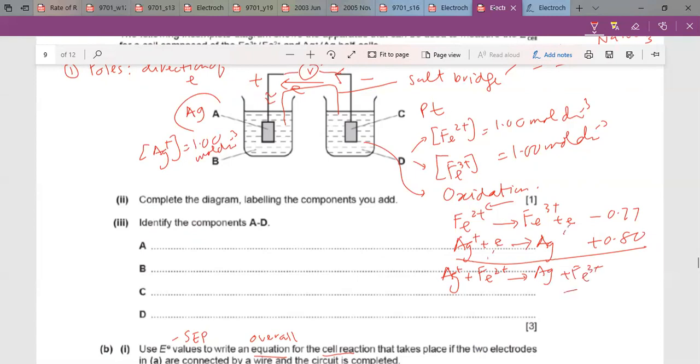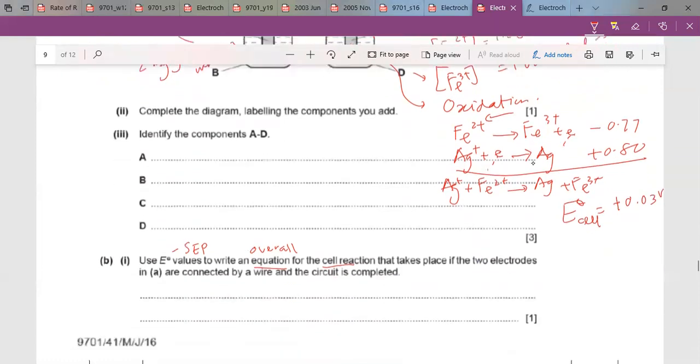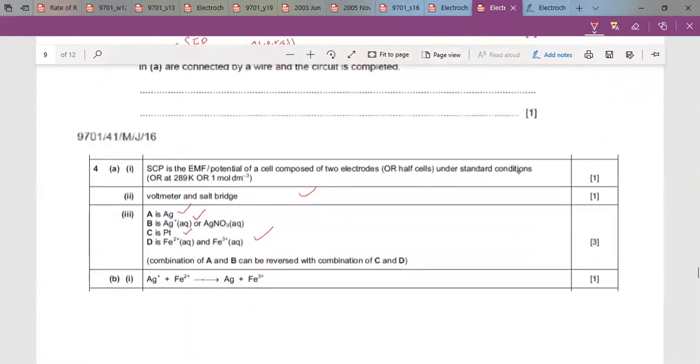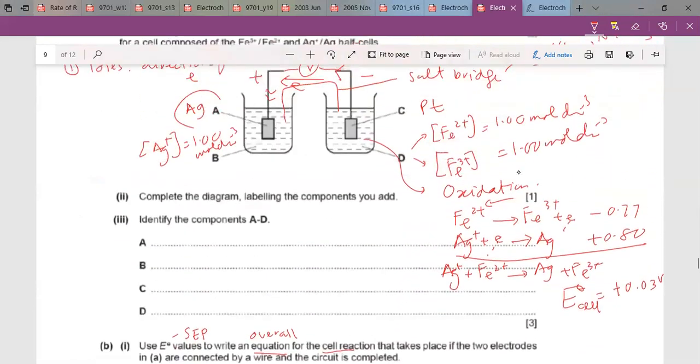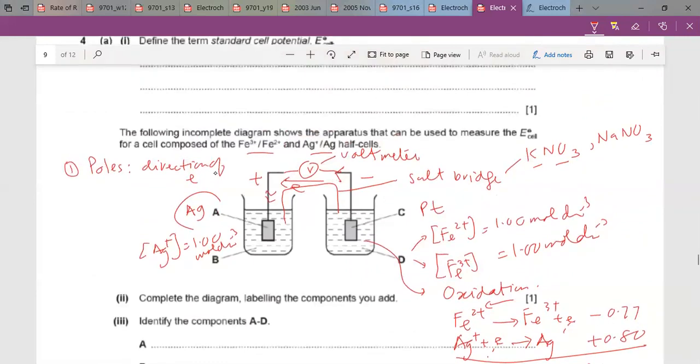So you just add: E cell equals minus 0.77 plus 0.80, which is positive. Positive means that it can happen, so you can see this is the direction. So 1 mark here. Silver is deposited. So this is a cell, any kind of cell will do.